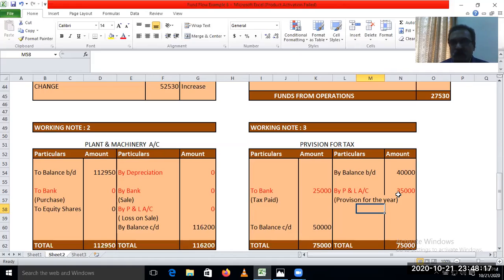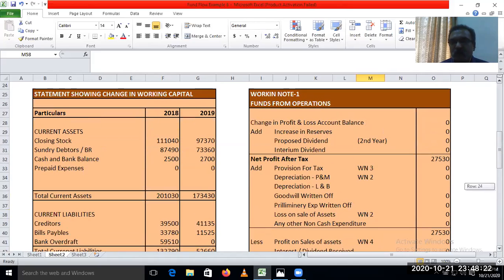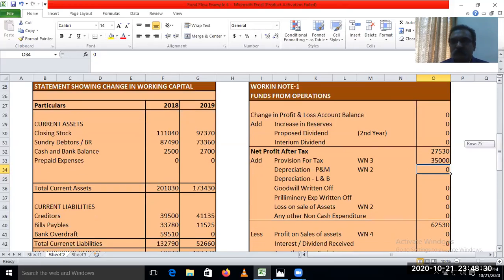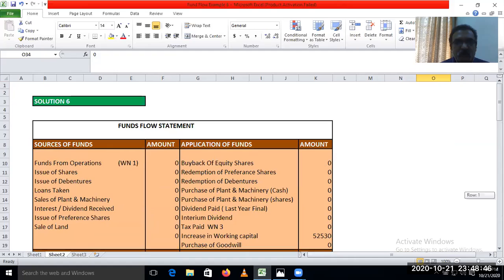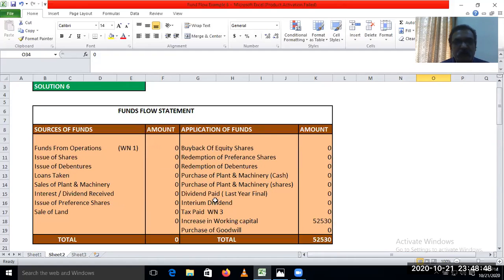So this we require separately in the fund flow statement. First, profit and loss account 35,000. This is provision for the year, which is to be added in while preparing the funds from operations. So I will add here 35,000. Already reference is given of working note number 3. After that, the debit amount to bank. This is the actual payment of tax of rupees 25,000. So this we are going to show separately on the fund flow statement as an application of fund. Go to the fund flow statement, check out the application side. There is item tax paid, working note number 3. We will write here the amount 25,000.